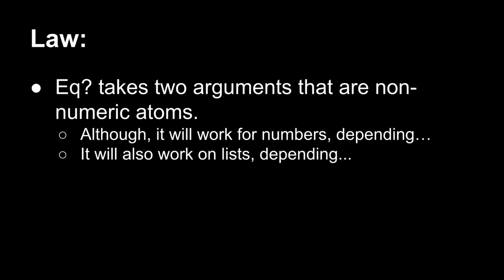It takes two arguments that are non-numeric atoms. It will work for numbers depending on implementation, and it will work on lists depending on the implementation. But it's not always guaranteed, so you may occasionally end up with a surprising answer. So really, you're only supposed to use eq when there are two non-numeric atoms.